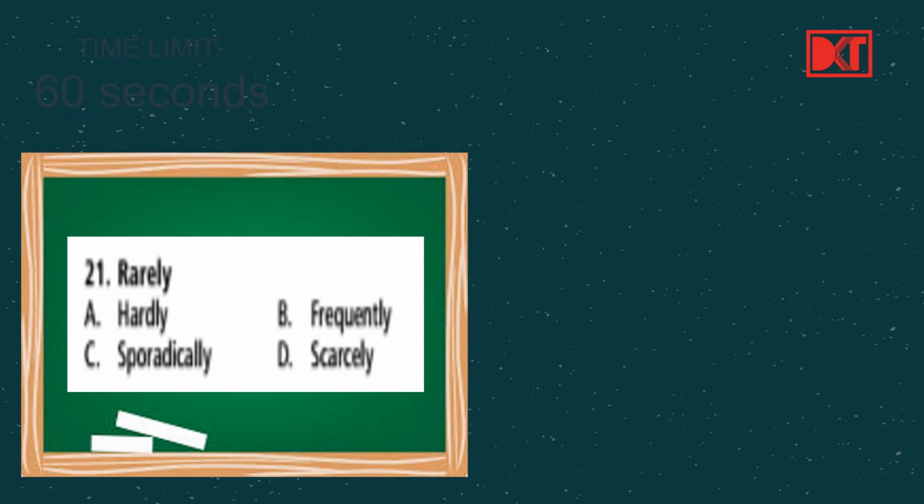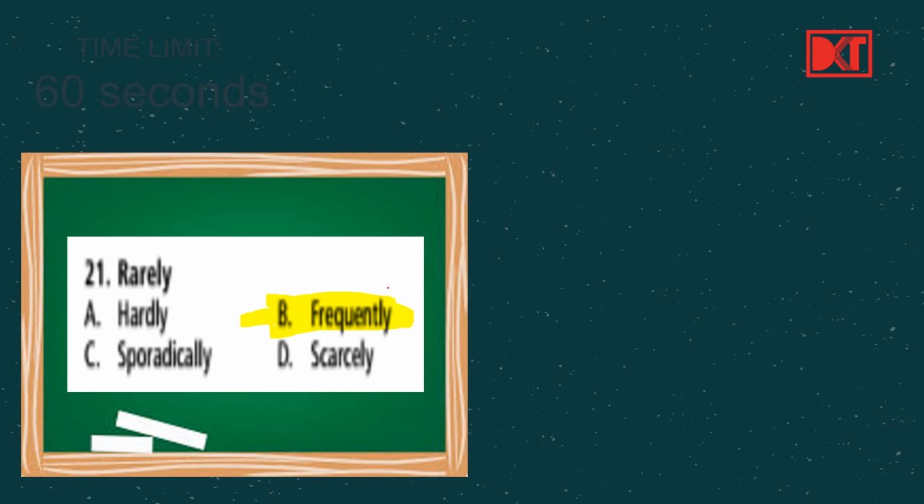Okay, so the next word is rarely, and the options for its antonyms are A. Hardly, B. Frequently, C. Sporadically, D. Scarcely. Now here, the correct answer, the antonym of rarely is frequently. Frequently means something जो ज़्यादातर होता है, that happens a lot.